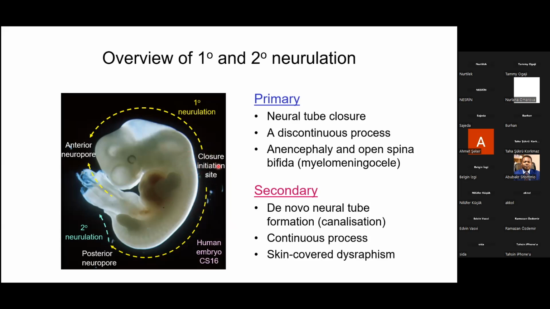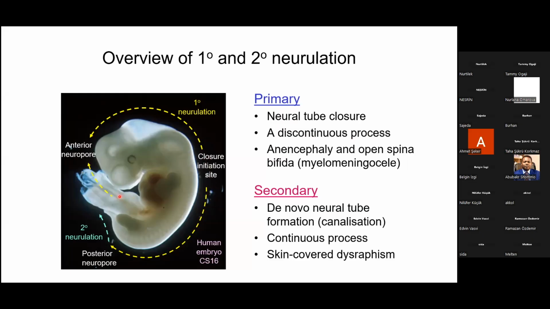And this is what we call the closure 1 site. And then the zippering will occur up into the brain, and also simultaneously down the spine. So neural tube closure, then primary neural tube closure, is a discontinuous process. It's not happening all in one go. It's happening in different places at different stages and simultaneously in some regions.